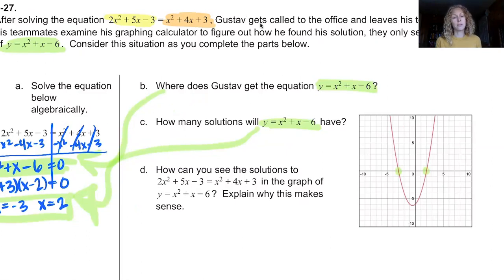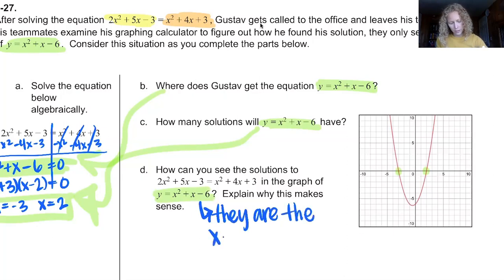If we're going to keep extending this, how do you see the solutions of that big equation in the graph of this? What would we call these? They are the y-intercepts. Oh my gosh, no, they are the x-intercepts. So how do you see the solutions to the larger equation in that smaller equation? Well, they are the x-intercepts of the smaller equation.